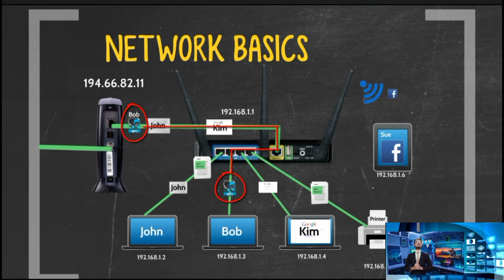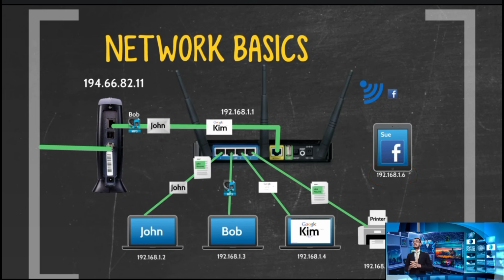Bob receives an incoming MP3 file transfer and the router directs the file to Bob's computer using his locally assigned IP address. Kim is browsing the internet and the router is directing incoming and outgoing HTTP requests to Kim's web browser. She has a tablet that is connected to the router through Wi-Fi. The router has assigned her tablet a local IP address just like any other device. Since she is on the internet using Facebook, the router is relaying packets from her web browser to the Facebook web server.